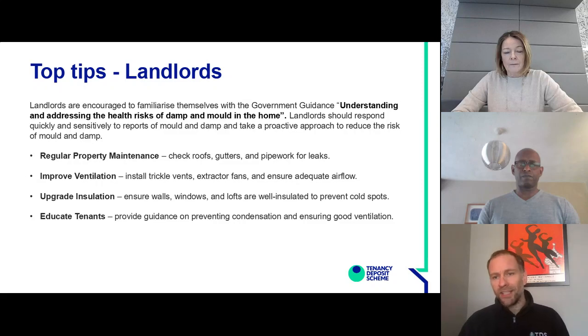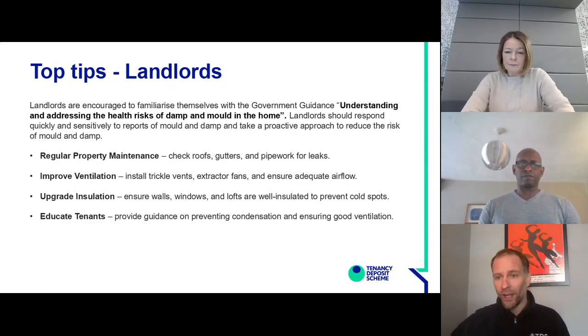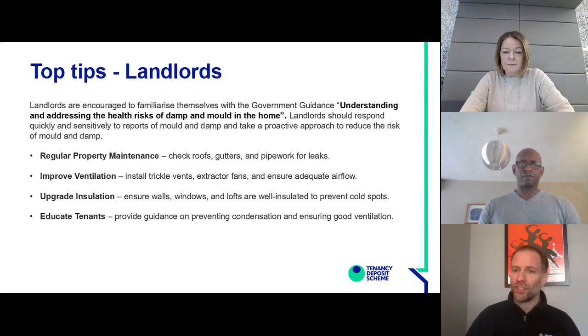Regular property maintenance is the key, checking roofs, gutters, that 20% that Leonard talked about, the stuff that's visible. Check that, get property managers to check it on their inspections. Improving ventilation, perhaps by installing trickle vents, extractor fans, and the right extractor fan, as we've heard from Leonard as well. Ensuring adequate airflow, upgrading insulation, perhaps walls, windows, lofts, ensure they're well insulated to prevent those cold spots.